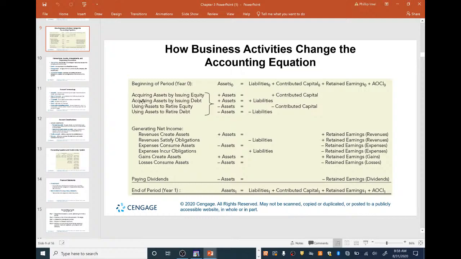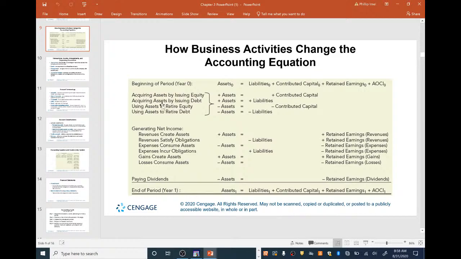Let's assume that we acquired assets by issuing equity. So obviously assets are going to increase. You can see here, we're still just punching in off this accounting equation here, coming down. Assets increase because we've acquired assets by issuing equity. So that means assets are going to increase, and so also contributed capital is going to increase, right? Because we've acquired assets by owners putting money into the business, right? So assets increase, equity increase, in particular contributed capital.